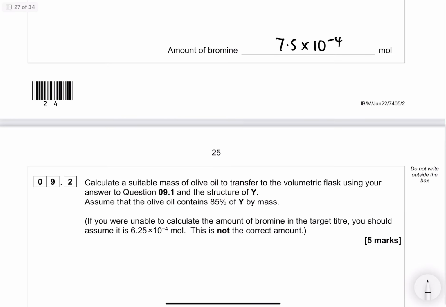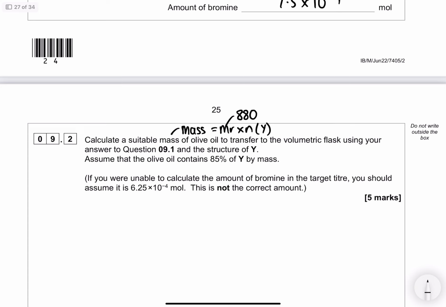It says calculate a suitable mass. So mass is Mr times moles. And we know the Mr of the oil is 880 because it told us in the question. What we need to do is find the moles of Y in order to find the mass of Y, but then it also says it only is 85% Y by mass. So once we've found the mass of Y, that's only 85%.